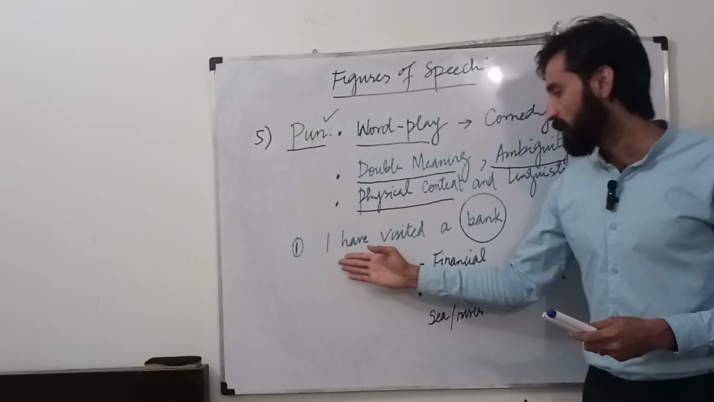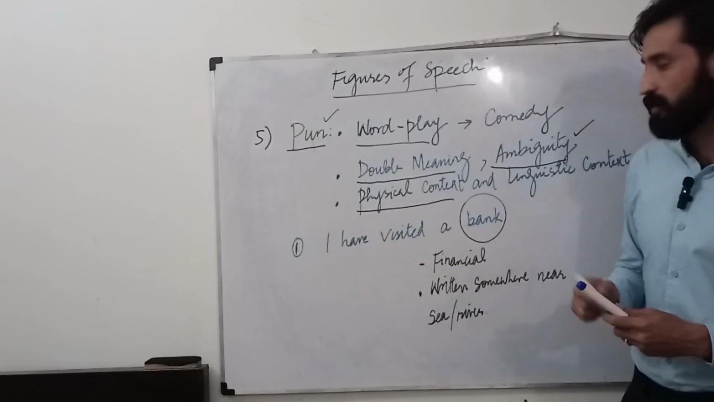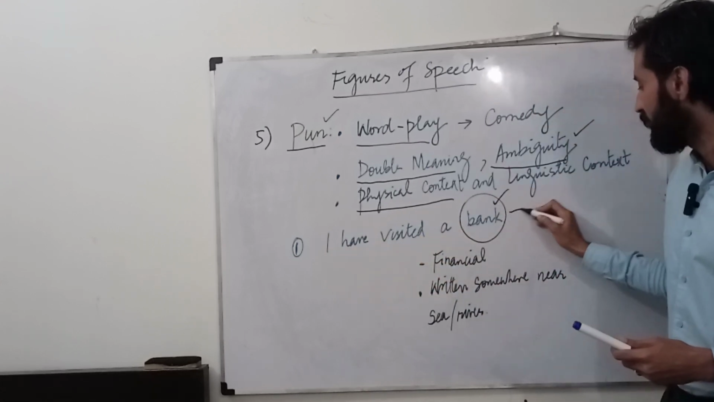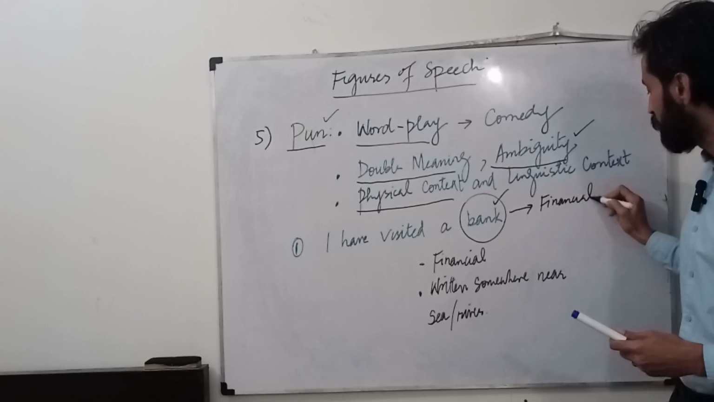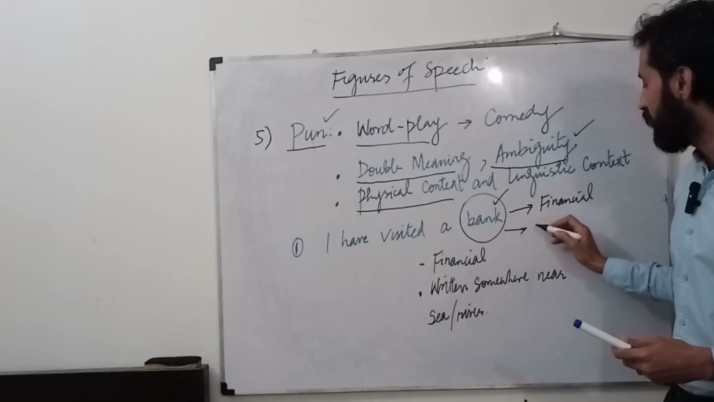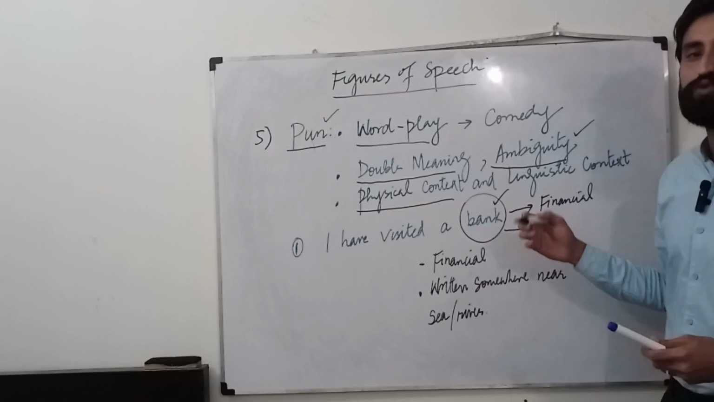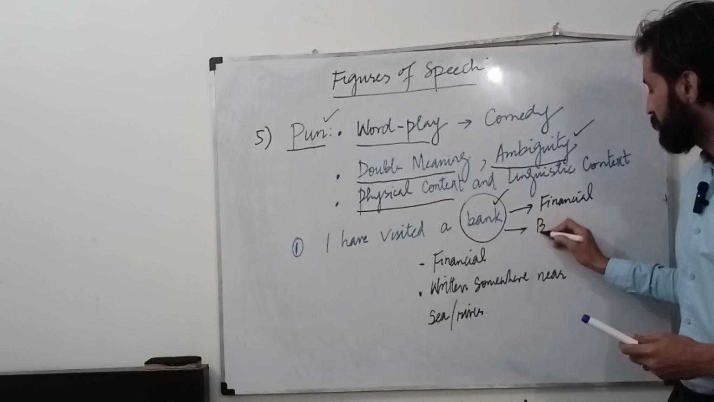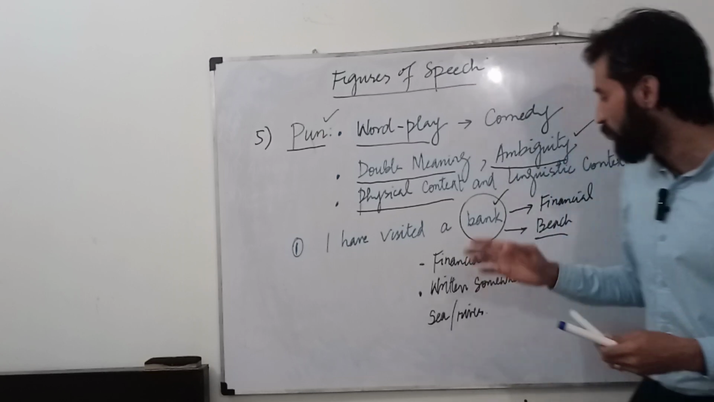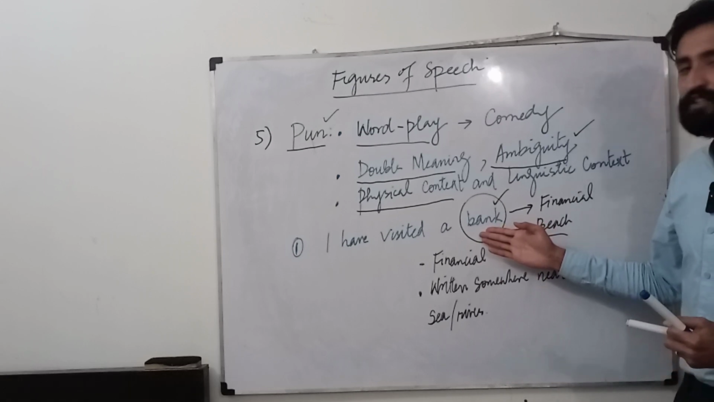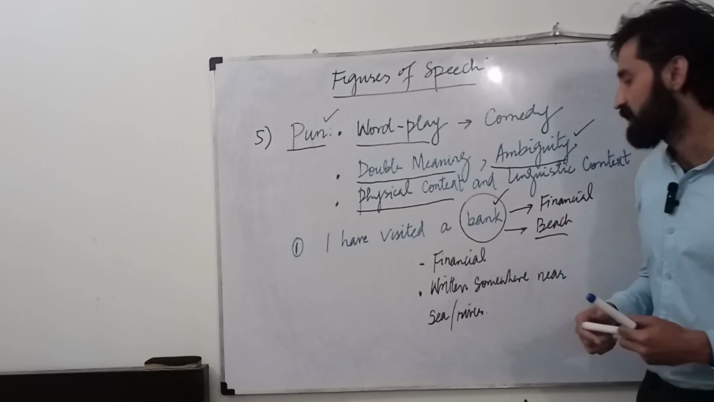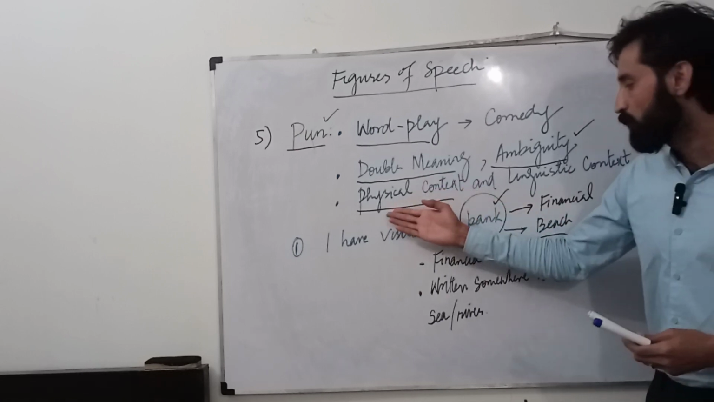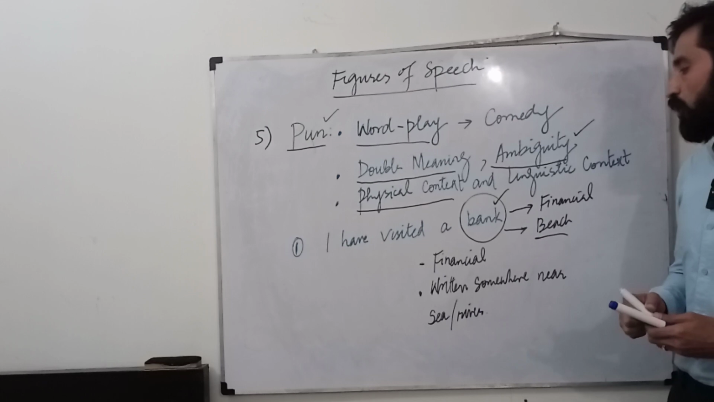Now I have written this example: I have visited a bank. Now, this bank can either be a financial bank, a financial institution from where we get money, or it can be a place where people used to visit, like a beach or a river bank. So this word is completely ambiguous because it conveys more than one meaning in a sentence.